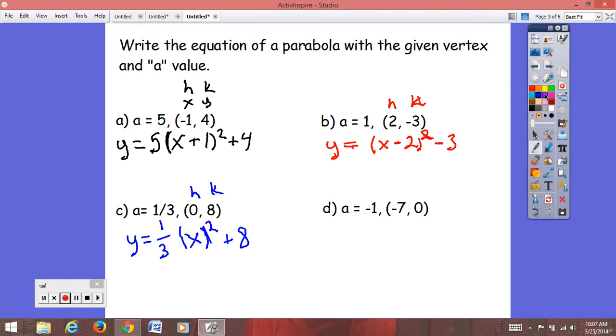And then our last one, our a is negative 1, our h is negative 7, and our k is 0. So we have y equals, if our a is negative 1, we can just throw that negative out front. x, and then again we have a negative 7 here, so minus negative 7 becomes a plus 7. And then we don't have to put our plus 0 because our k is 0.